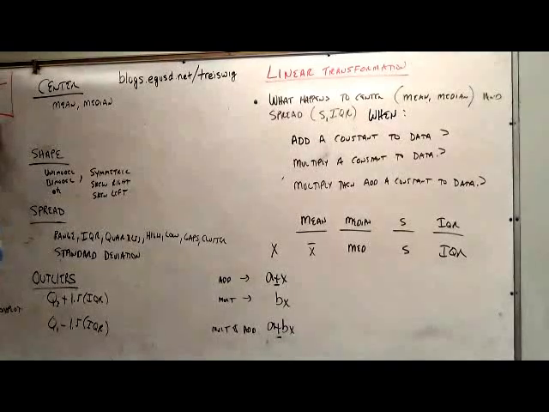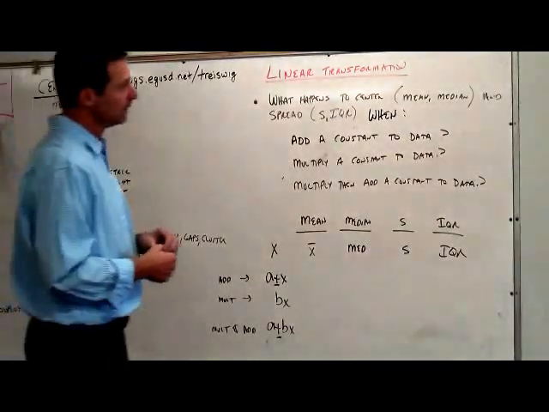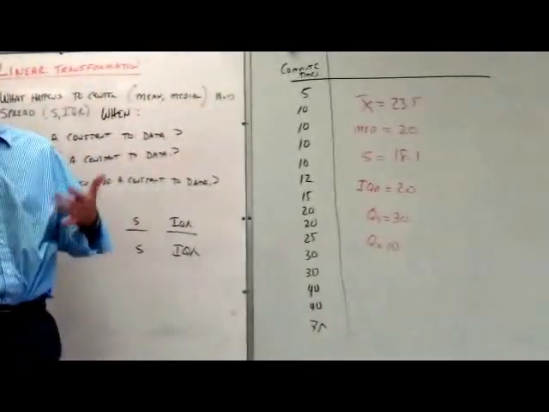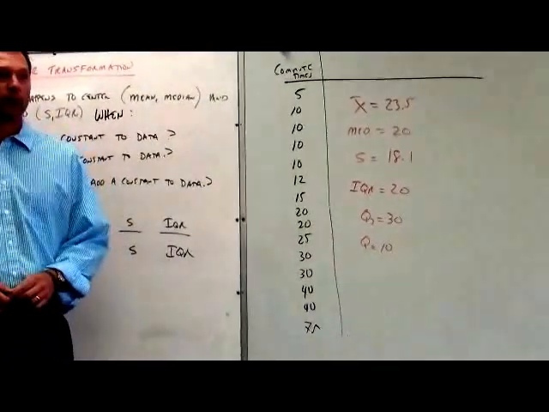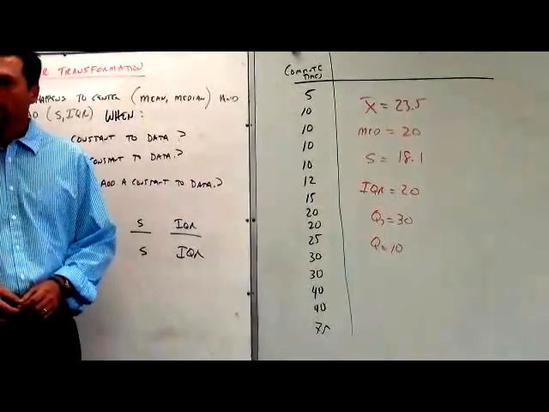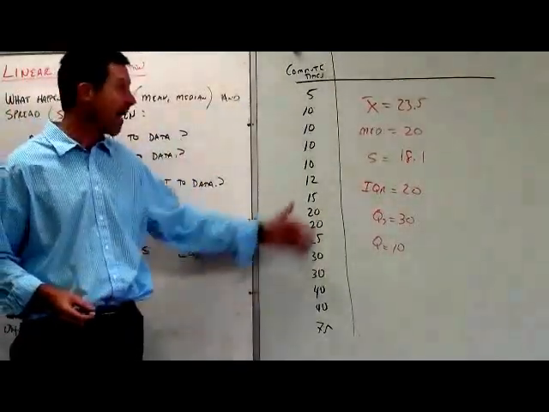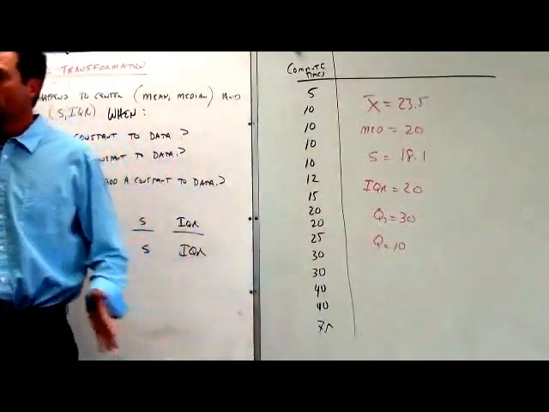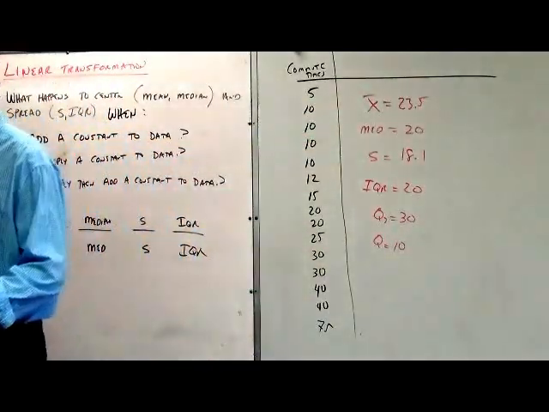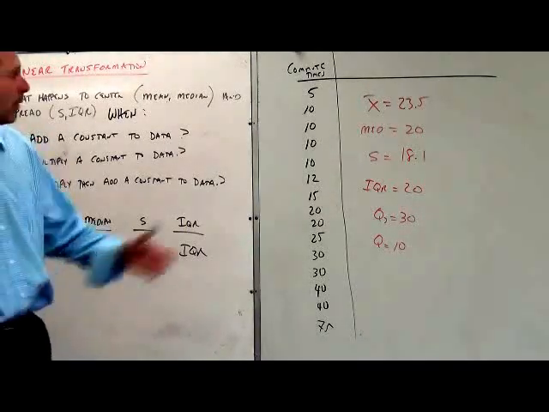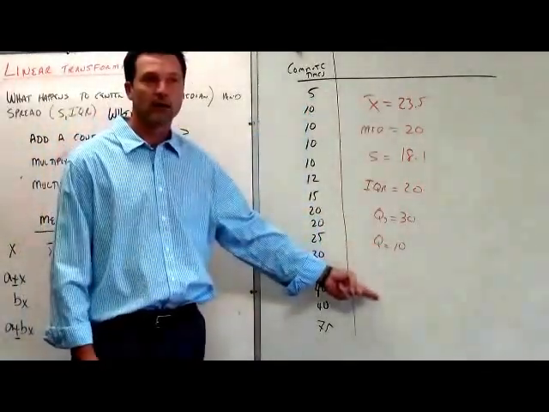Here's what we're going to learn about today: something called linear transformation. What if I've got these numbers, and what if I do the same thing to every one of them? For example, let's say I add 30 to all of them. So instead of having these numbers, I have 35, 40, 40, and so on. Now what we want to study is, let's say we add a constant to every single one of those. How is that going to affect these summary statistics?